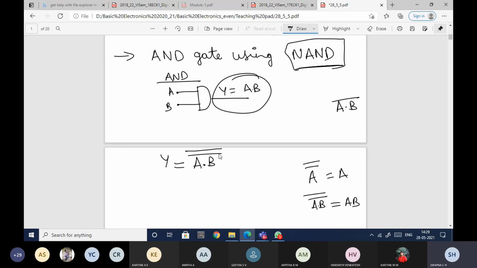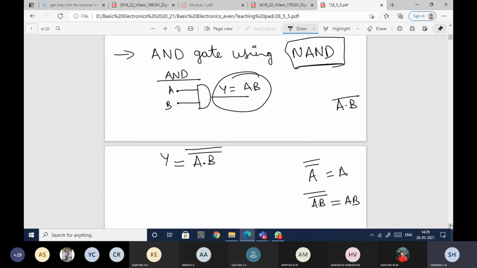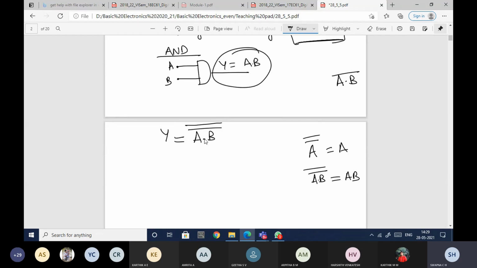Okay, so here if you observe, I have it in the required form. A dot B whole complement, and again I have a complement. We'll see how to implement this. In between the variables, I have an AND operation, and I have a complement also. So let us try to implement this using NAND gates.